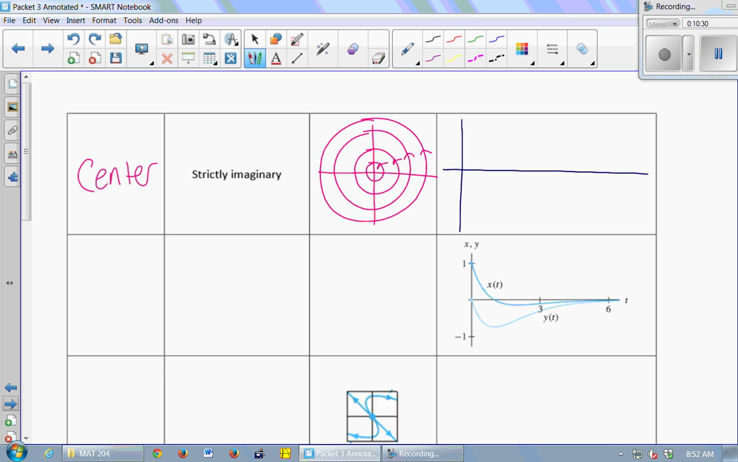All right, and then what do the solutions look like when you have a spiral? Yep, it's sinusoidal, constant amplitude.